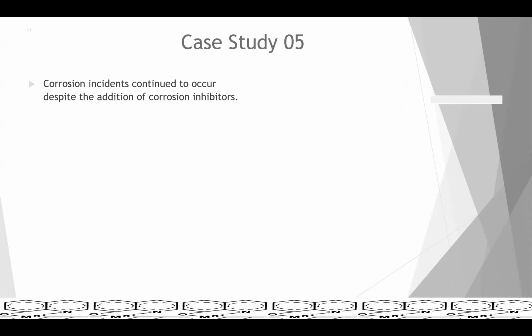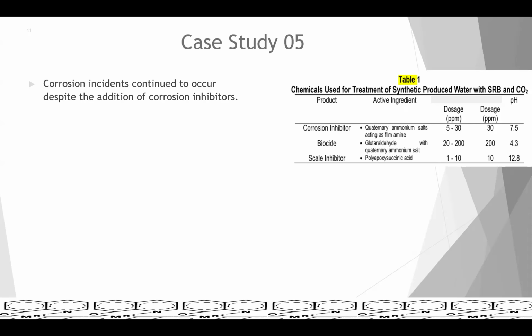In this case, internal corrosion incidents continued to occur despite addition of corrosion inhibitors. The inhibitor package they were using had corrosion inhibitor, biocide, as well as scale inhibitor. Obviously, they had corrosion issues, microbial issues, as well as scale formation.